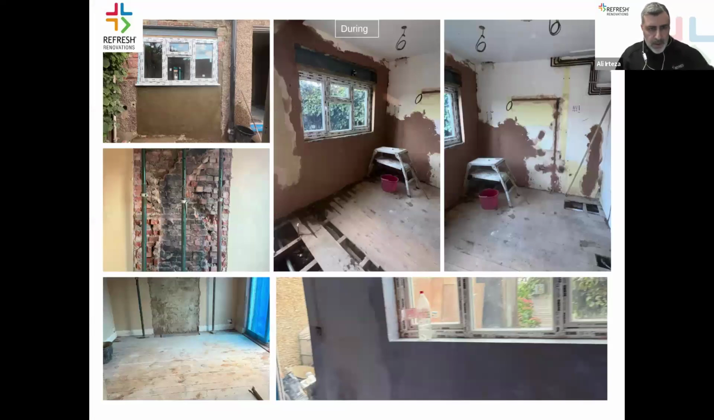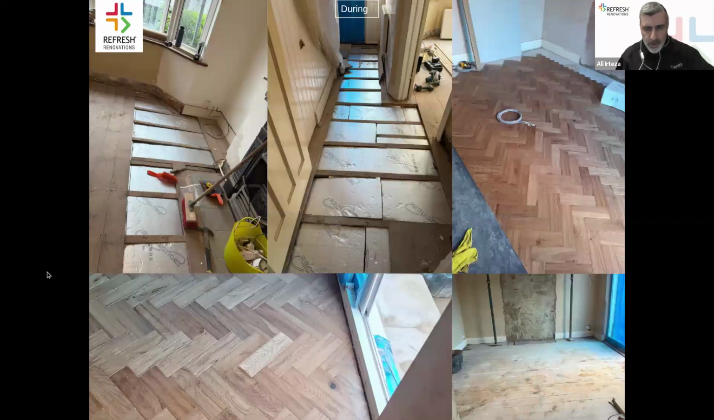On the top left-hand side, you can see the new window that has gone in where the old door was, and in the places where changes were made, walls have been plastered. They wanted new flooring. Now this is a suspended floor, and it didn't have adequate insulation, so we recommended they insulate the floor before they put on new flooring. As you will see here, it's a beautiful herringbone finish, and the insulation really helped to improve the quality of living in this room. Next slide, please.